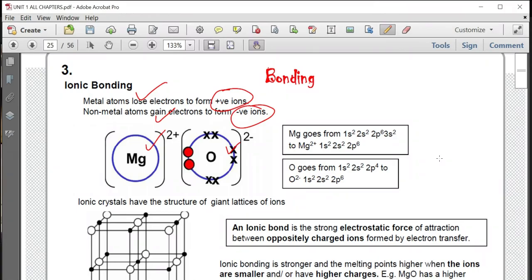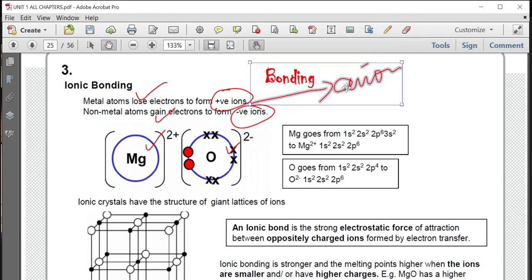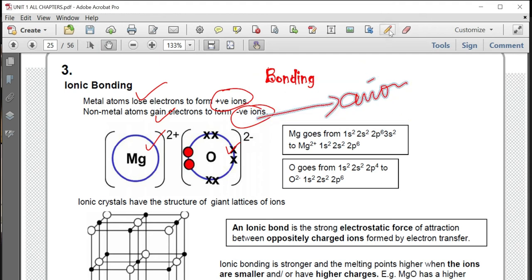Atoms, they're losing electrons, creating the positive ions, and the non-metal atoms are creating the negative ions. The positive ion is called anion, and the negative ion is called, sorry, let me reverse it. The negative ion is called the anion, and the positive ion is called a cation. Okay.